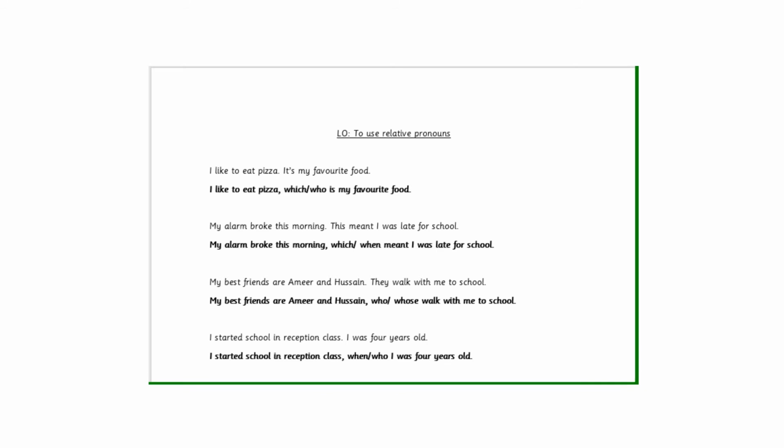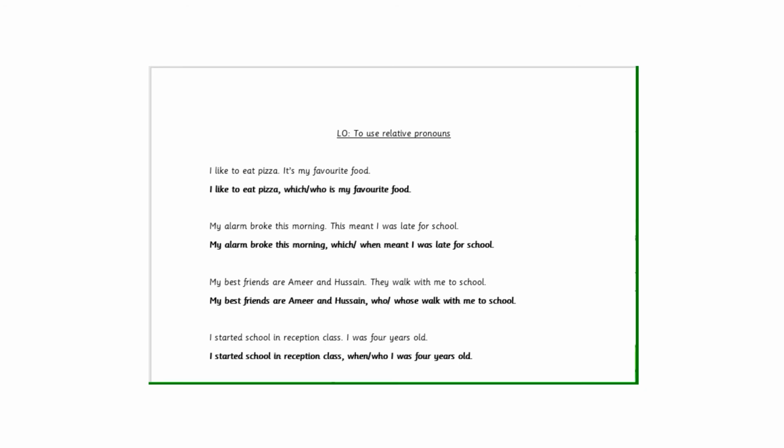Then we look at the second one that you've got there. My alarm broke this morning. In the second sentence, this meant I was late for school. Combining the two together, my alarm broke this morning, which or when meant I was late for school. You've got to decide, is it which or is it when? So try reading the sentence again by using each relative pronoun to see which makes sense. So my alarm broke this morning, which meant I was late for school, or my alarm broke this morning, when meant I was late for school.